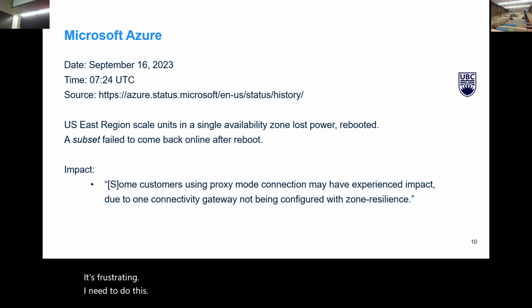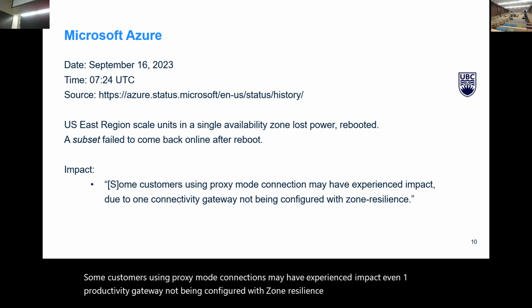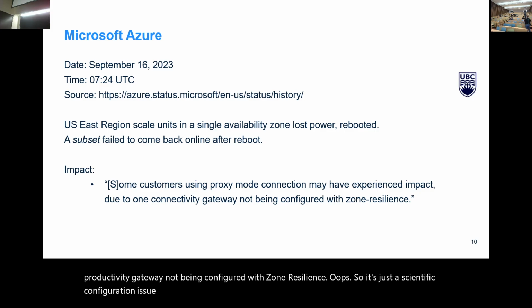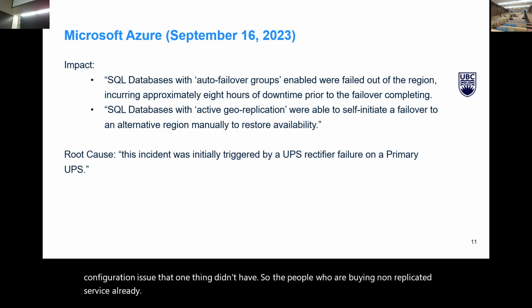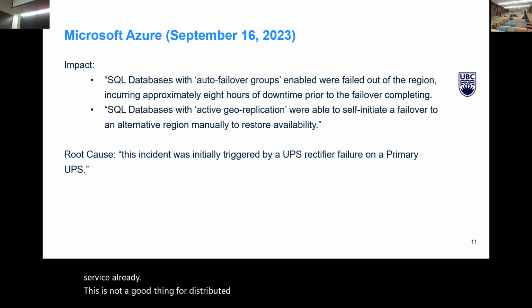Some customers using proxy mode connections may have experienced impact due to one connectivity gateway not being configured with zone resilience. Oops. So it's just this little configuration issue that one thing didn't have replicated services. So the people who are behind that non-replicated service, sorry, you're out of luck. This is not a good thing for a distributed systems company, right? This is not what you want to be telling your customers.